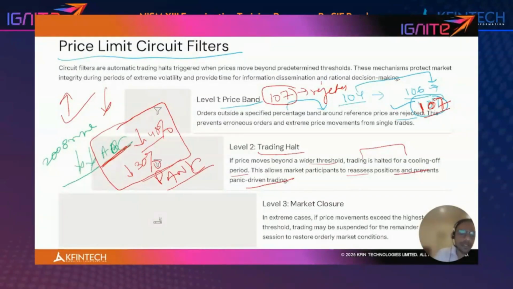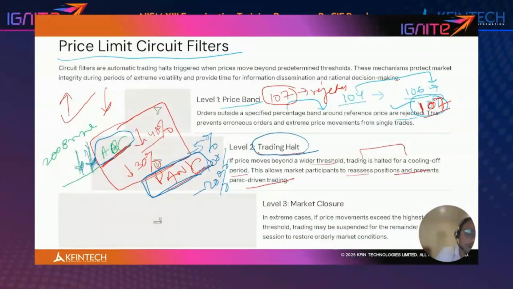In that scenario, the exchanges will put a circuit, say 5%, 10%, 20%. If the security moves 5%, 10%, or 20%, they will halt the trading for a certain time so that people can reassess their position and do not panic. Because actually there is no problem with the market. It's only because the overall global market is seeing a sell-off. A lot of people will try to sell off and get out of the positions.